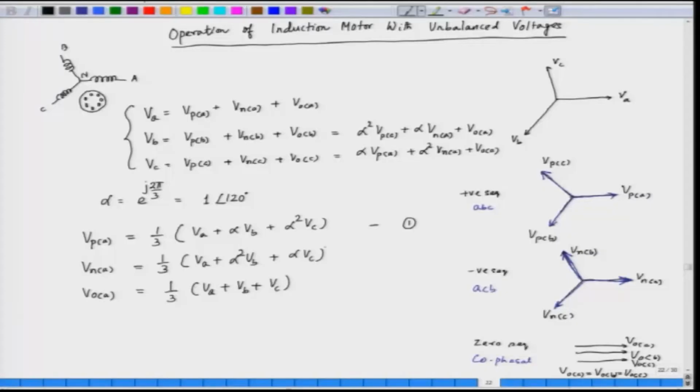This is for the positive sequence component: 1/3 of Va plus alpha into Vb plus alpha square Vc. The second equation gives us the negative sequence component, 1/3 of Va plus alpha square Vb plus alpha Vc, and the third equation gives us the zero sequence component, which is 1/3 of Va plus Vb plus Vc. Now, these are the 3 sequence component voltages which are applied on the induction motor.